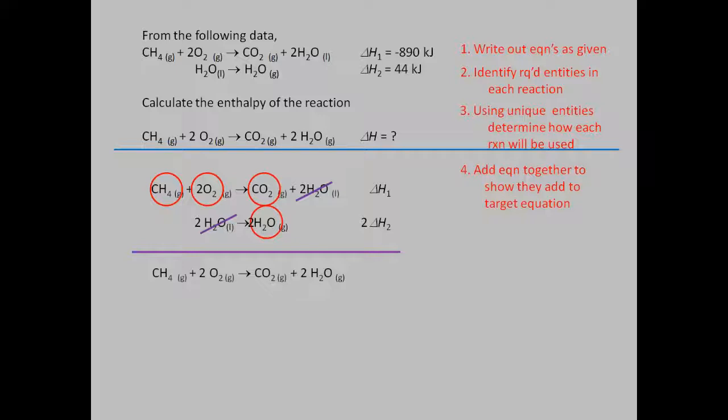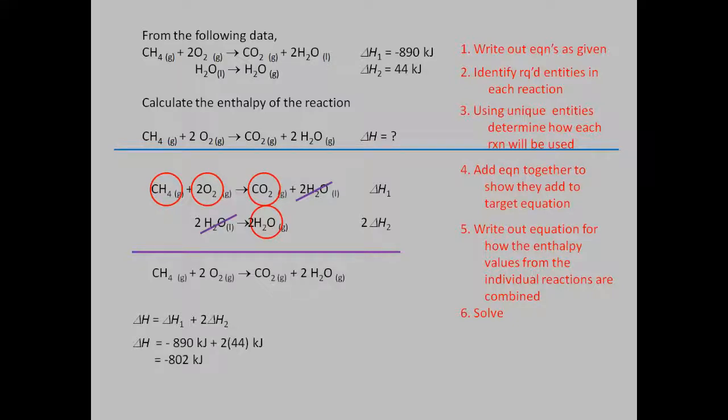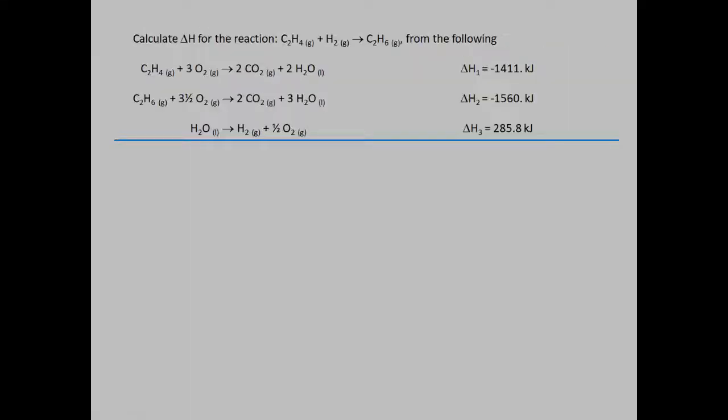Now I add my 2 reactions together, and I see that it adds up to the target equation. This tells me that the enthalpy change for my target equation will be equal to the enthalpy change of the first reaction plus 2 times the enthalpy change of the second reaction. Now I can substitute in my values and solve, and I know what my enthalpy change is. Let's take a look at a second example.